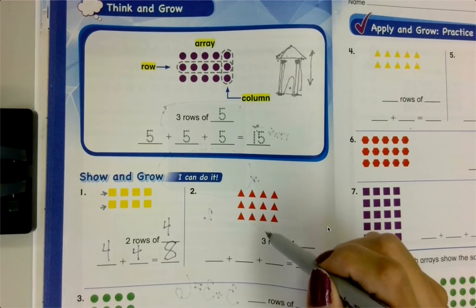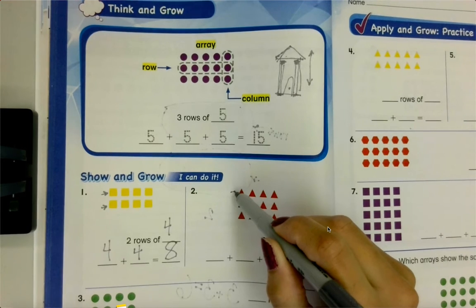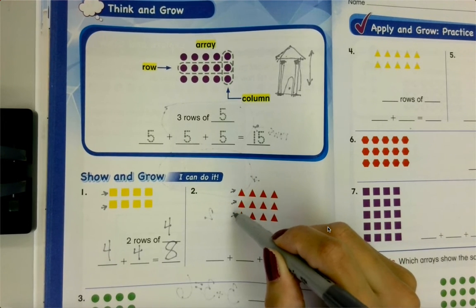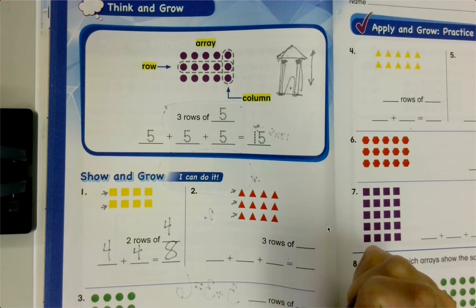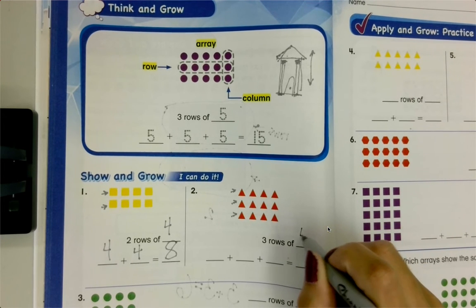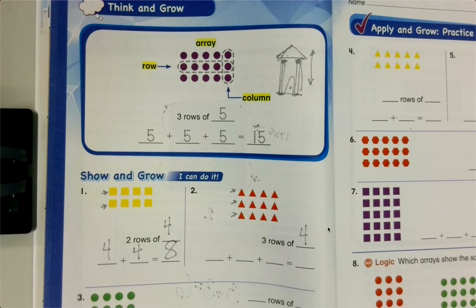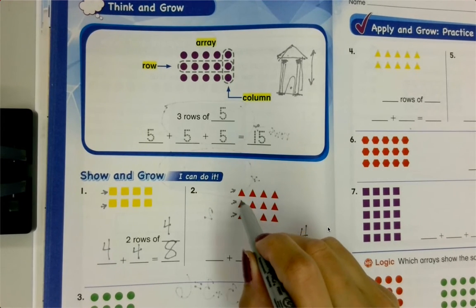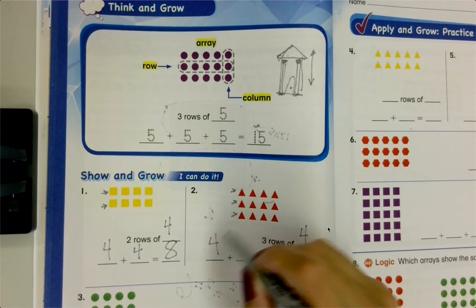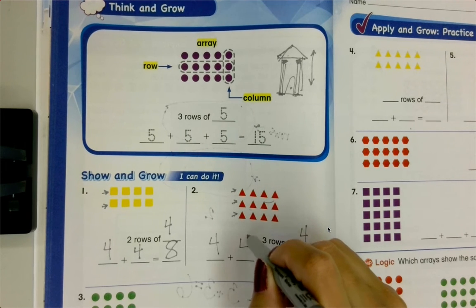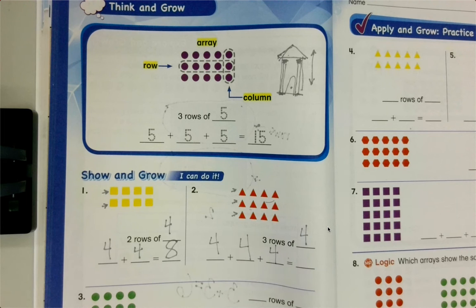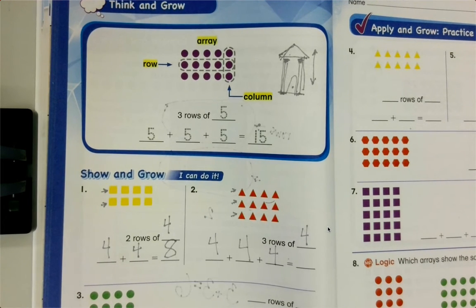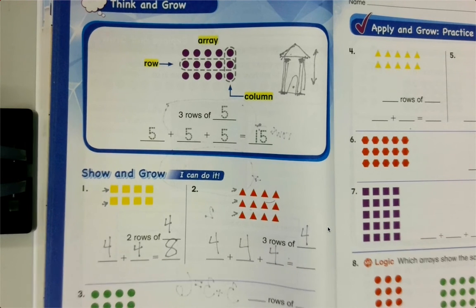Okay, the next one, we have 3 rows. So they did it for us. 1, 2, 3 rows. Okay, how many is in each row? 4. Good job. Okay, our addition equation is going to be how many is in that one? 4 plus that one. 4 plus that one is 4. Think hard. How many is 4 plus 4 plus 4? Think before I put it down.